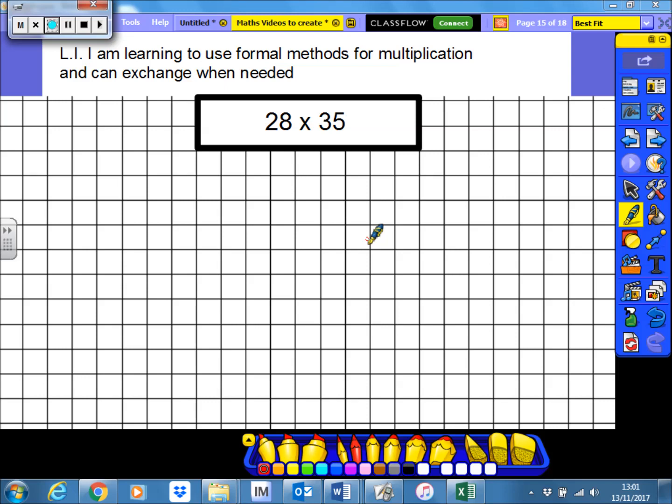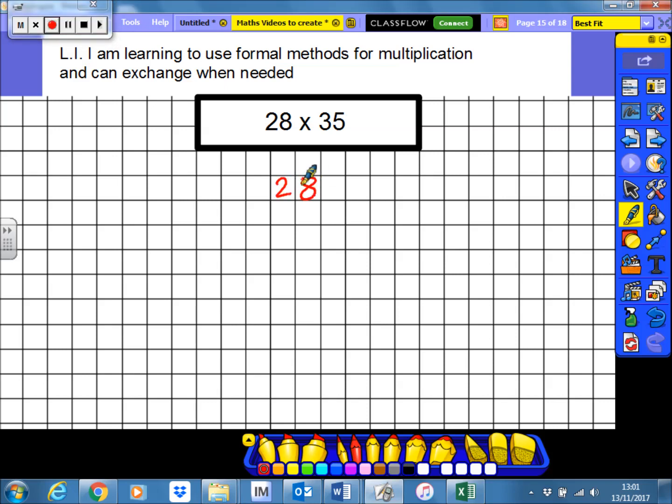Hi guys, today we're going to be looking at using formal methods to multiply two two-digit numbers together. Now, it's important before you do this that you watch the last multiplication video so that you understand how exchanging works in multiplication. For the purposes of this video, I'm going to assume that you know how to do that already and already have a good grasp of how you would multiply a two-digit number by a single-digit number. So, let's get started with this one.